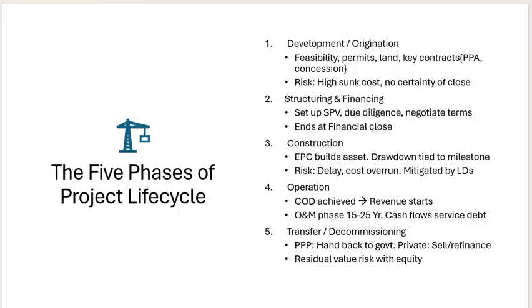So let's cover the PPA, the public private partnership, and the hand back to government. In the last stage, once the project is completed, the 25 years are completed and the sponsor contract expires, the public private partnership will hand the project back to the government. The private sponsor can sell or refinance and reduce the value risks with the equity. At that time, the government will be the owner of that project.